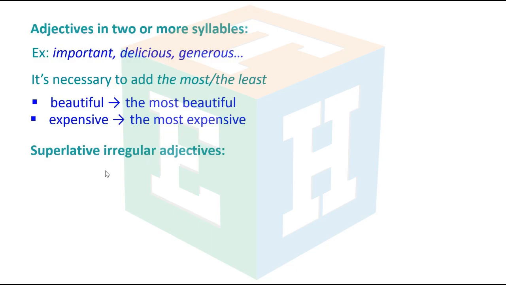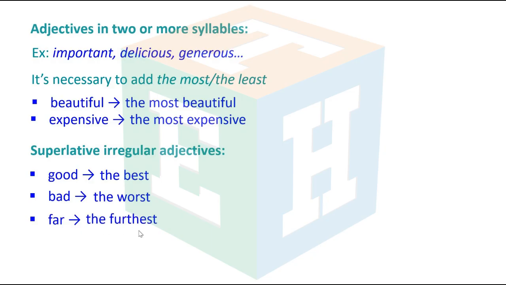Superlative irregular adjectives. Good, the best. Bad, the worst. Far, the farthest. Little, the smallest.